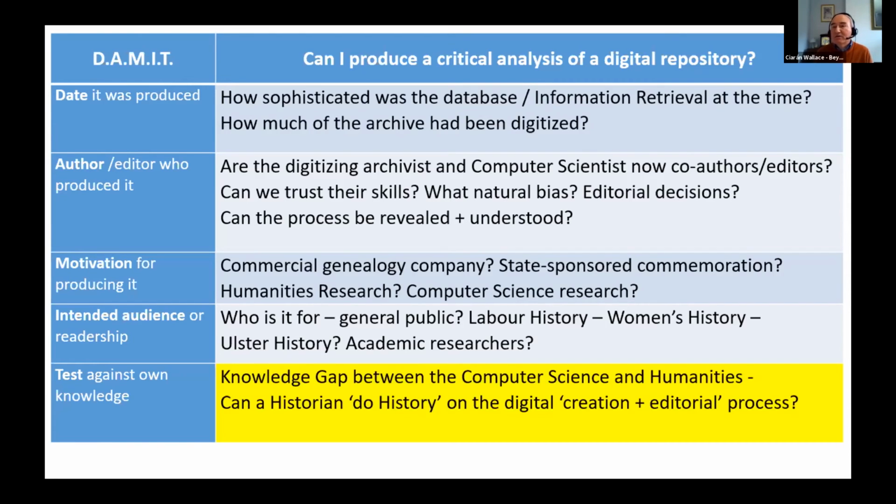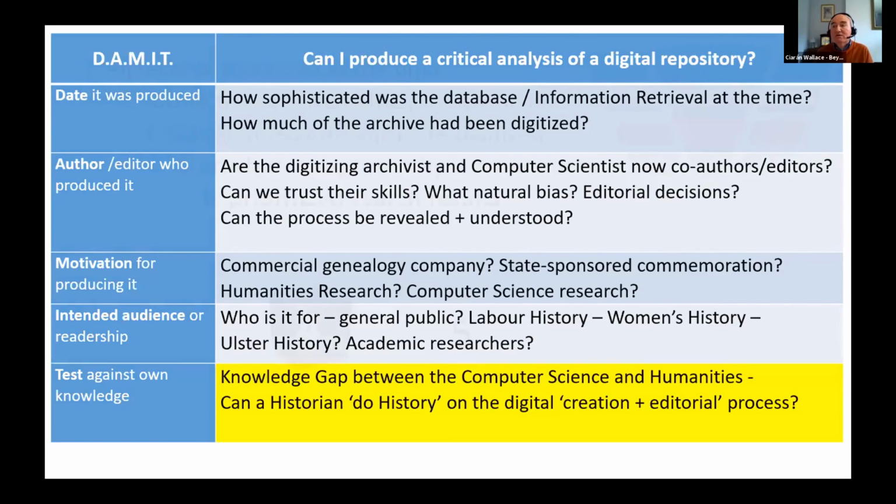Who's it aimed at? So the motivation for producing could be driven by if it's a labour history document, or if it's a women's history or a regional history website that's producing different metadata that'll pull different information, and the IR are going to be slightly different. So I would argue that the test bit, this is the crucial piece where you return to the source and say, what do I know about the context? Historians, I would argue, do they have enough knowledge to do history on the digital creation and the digital editorial process?